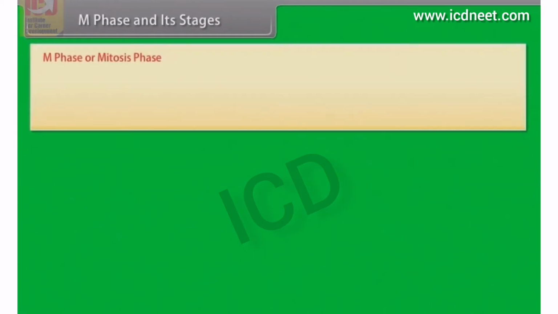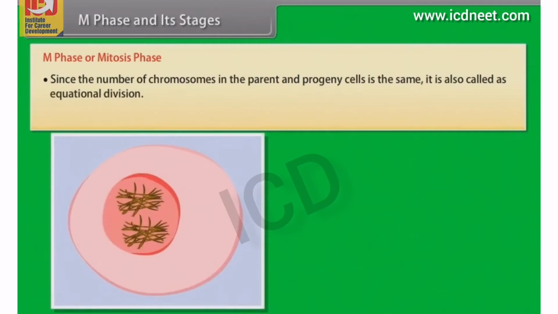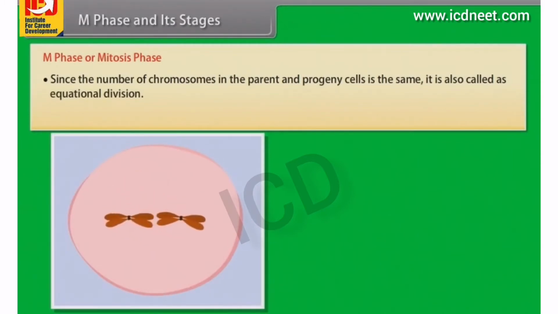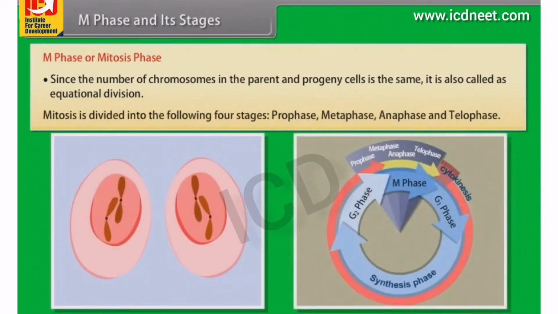M phase and its stages. M phase is also known as mitosis phase. Since the number of chromosomes in the parent and progeny cells is the same, it is also called equational division. Mitosis is divided into the following four stages: prophase, metaphase, anaphase, and telophase. Let us know them in detail.